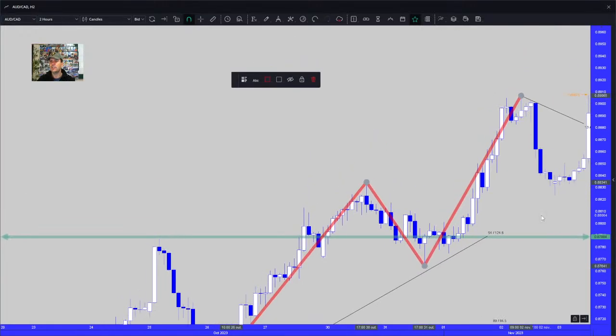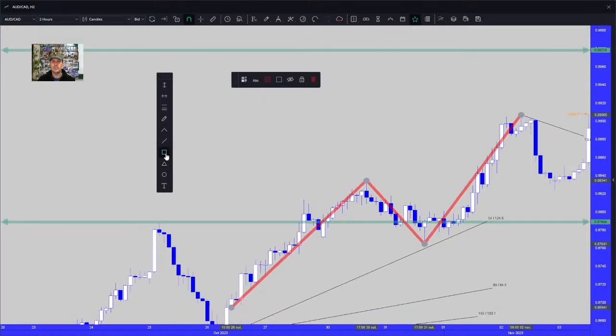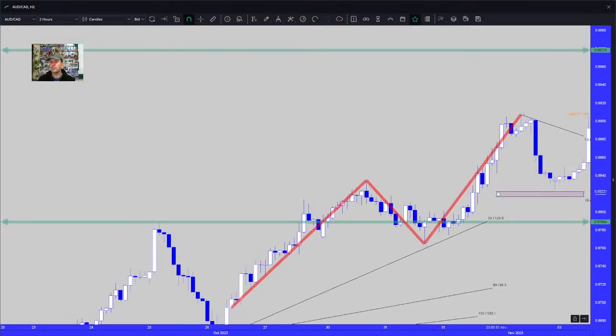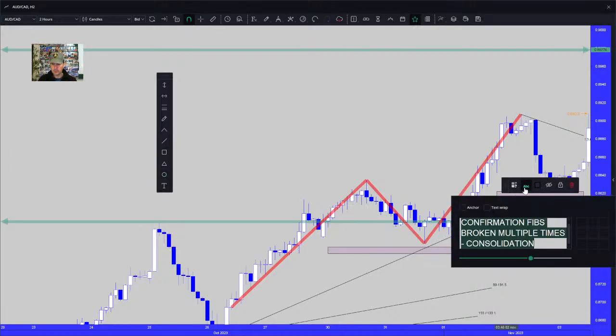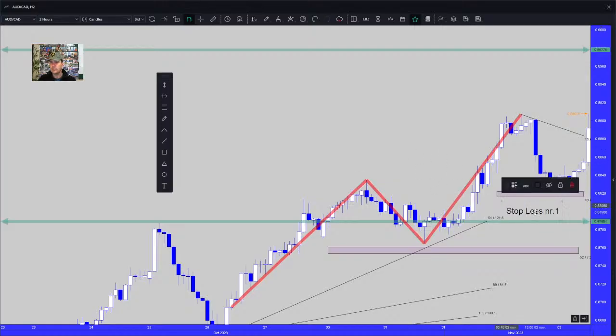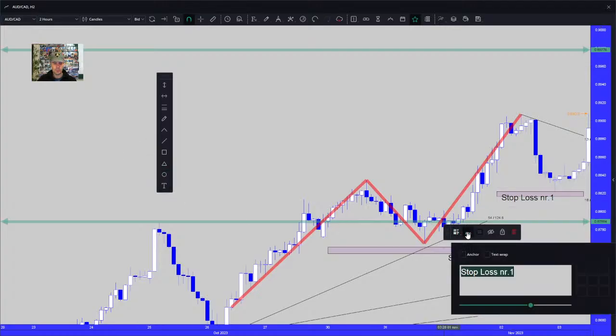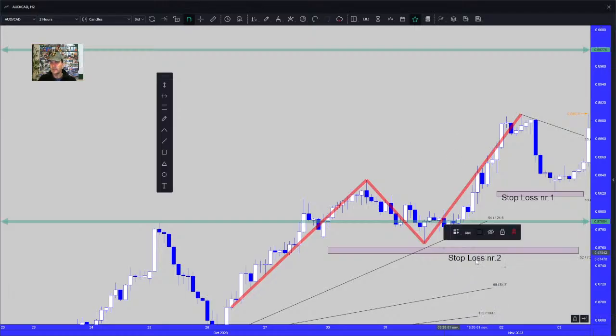Okay, and here is the question: how many of you would buy this market, and would you put the stop loss on stop loss number 1, or would you put the stop loss on stop loss number 2, everybody? So here, stop loss number 1 is going to be here, and we're going to have stop loss number 2. Stop loss number 2 is going to be here, like Australian guys, you know. Okay, everybody?